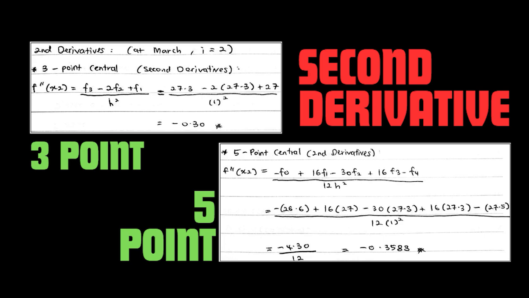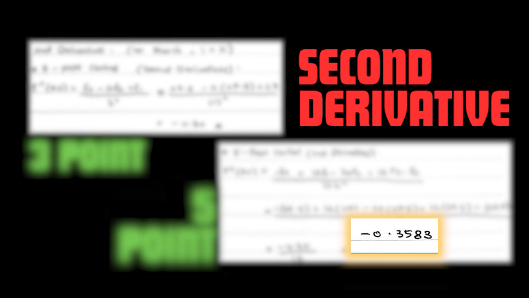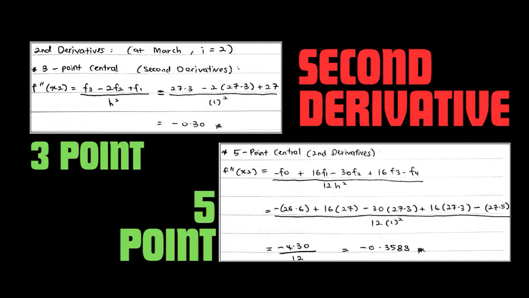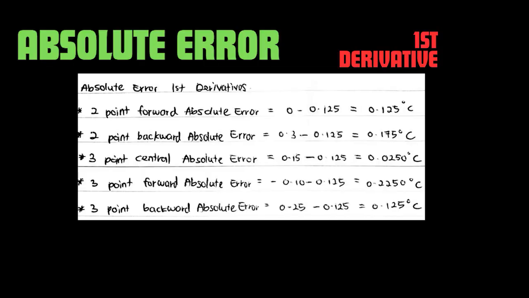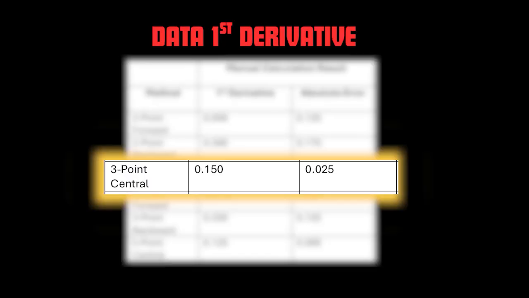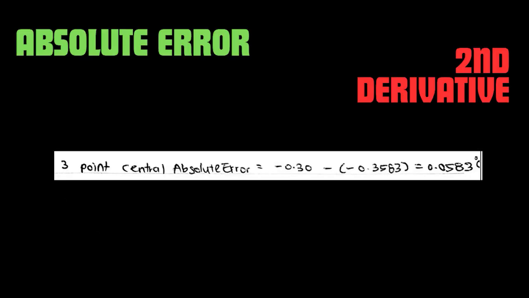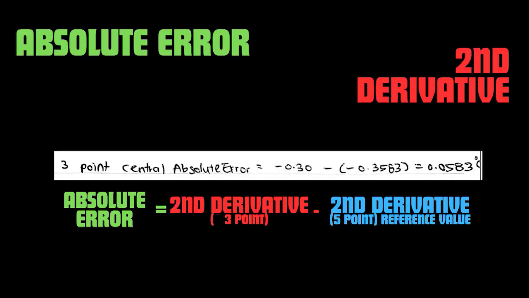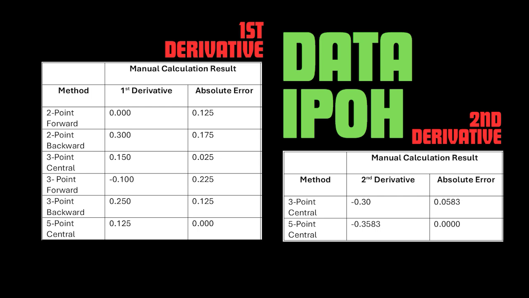In March for Ipoh, we calculated all values and found the 5-point method gave a value of around -0.3583, while the others had small differences from it. We also computed the absolute error, which is the difference between each method and the 5-point reference. This helps us evaluate which methods are more accurate. The same process was repeated for the second derivative, which tells us about the temperature curvature, whether it's increasing or decreasing at an accelerating rate.